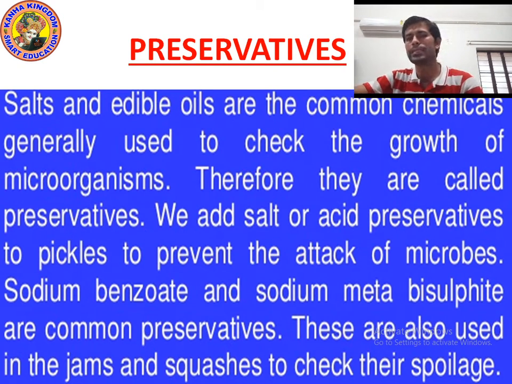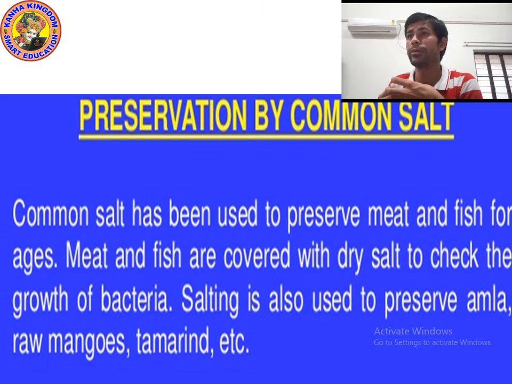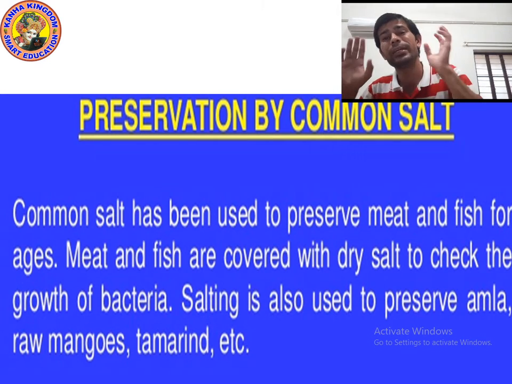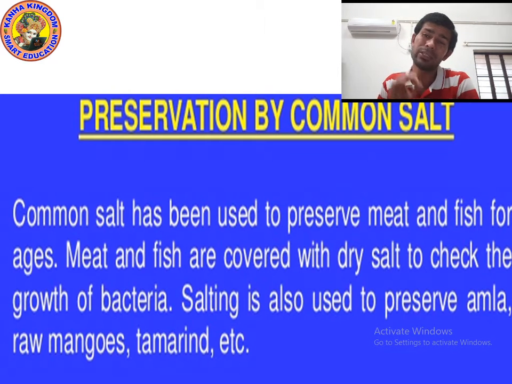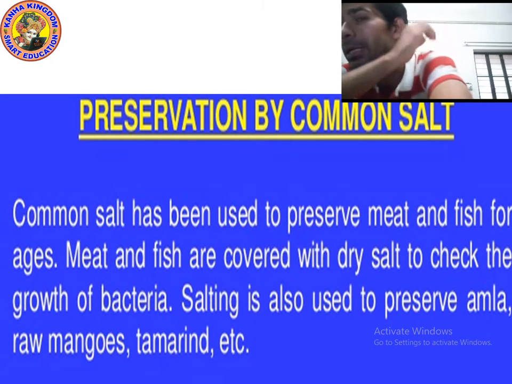Okay, now let's discuss one by one. First we will discuss preservation by common salt. Let's move on to the next slide. It's preservation by common salt. How can we protect food using common salt? Common salt has been used to preserve meat and fish for ages. For many and many years we have been using salt. Do you know salt? I think you know. Salt has been used for many ages to preserve meat and fish, and it is especially used to protect them.